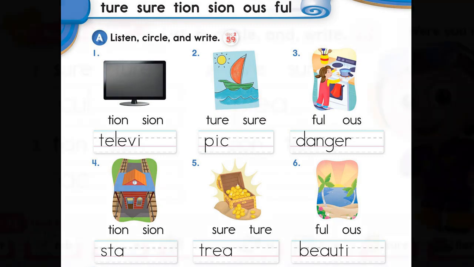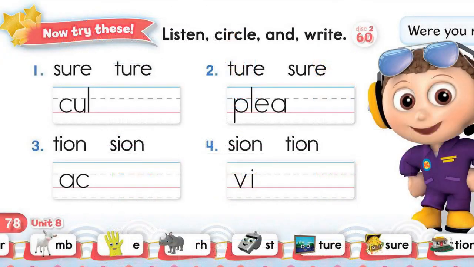Page 78. Now try these. Listen, circle, and write. 1. Culture. 2. Pleasure. 3. Action. 4. Vision. Were you right?